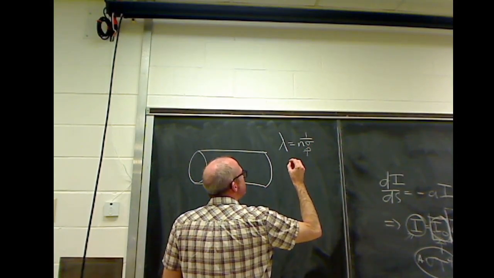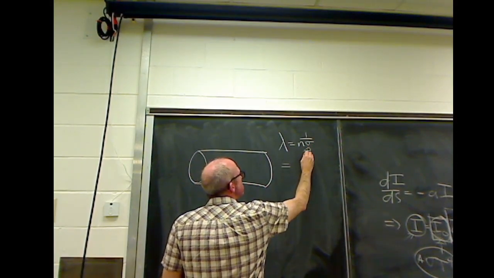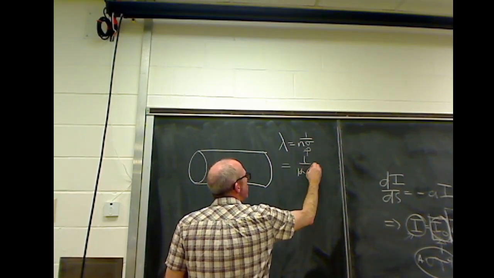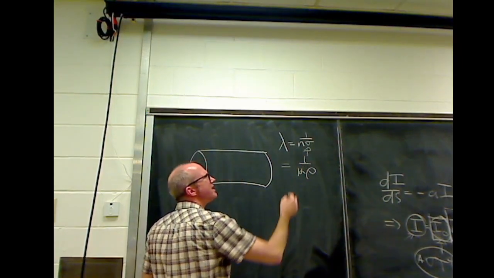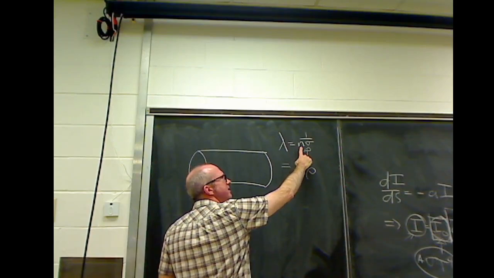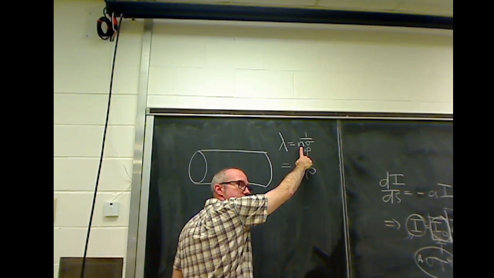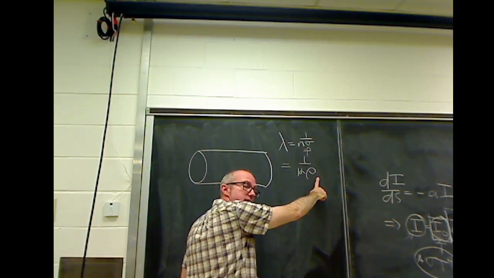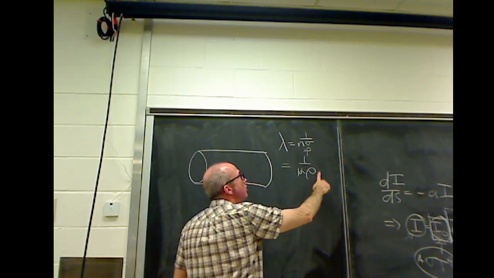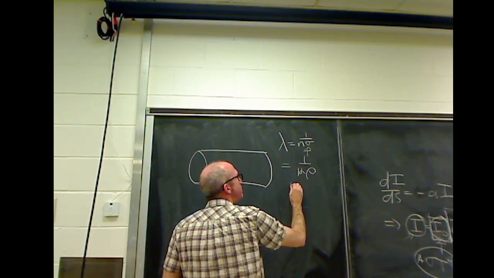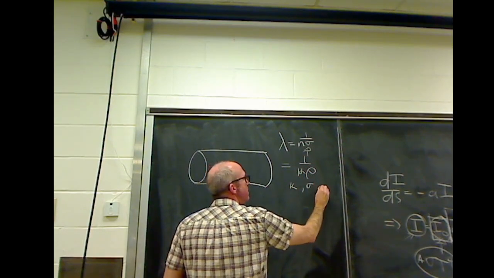But another way I can write this is as 1 over kappa times rho. So the only difference is here n is my number density, and rho is my mass density. So the only difference between kappa and sigma is the mass of the particle.